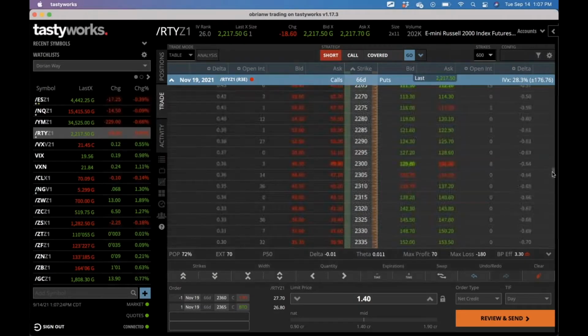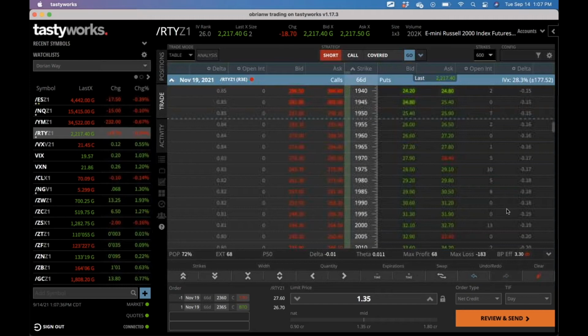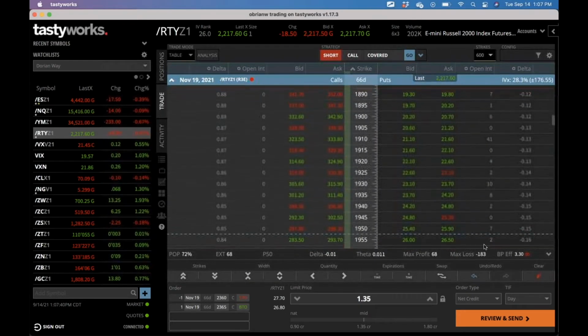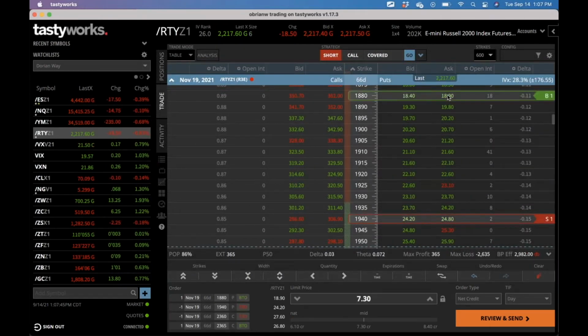Let's see if we can get to this next part of this trade. We were going to sell the 1940 and buy the 1880. So let's do that, sell the 1940 and buy the 1880. I'm going to set that up here. We're selling this one and buying this one. We were looking for at least 670, and it's trading for 720 now. That is not bad.